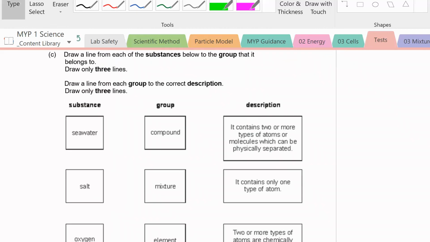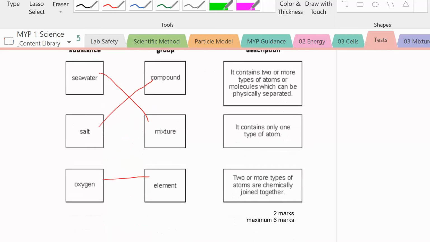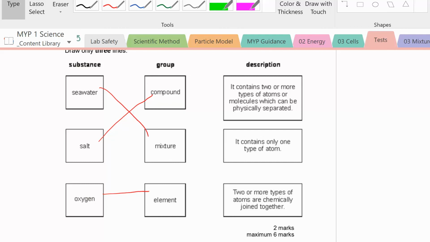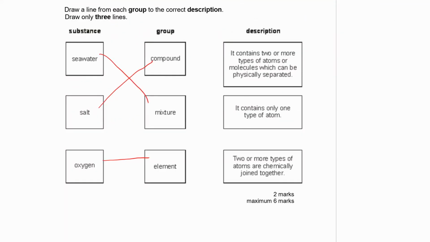Moving on. Seawater is a mixture of lots of different things. A salt is a compound and oxygen is an element. Then a compound is 2 or more atoms which are chemically joined. A mixture contains 2 or more types of molecules which can be physically separated, and an element contains only 1 type of atom.